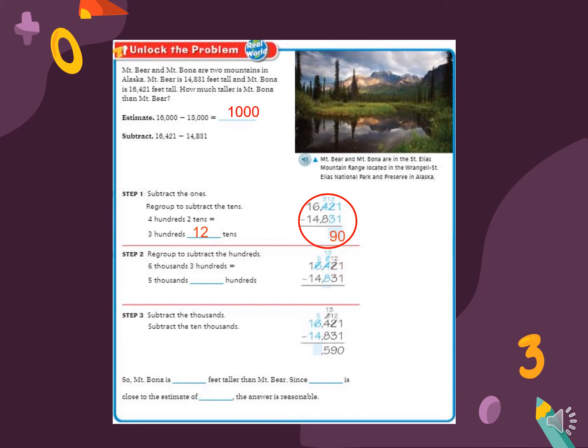So let's proceed to the next one. Step 2. Regroup to subtract the hundreds. Since we borrowed 1 from 4, the 4 will become 3. Then 3 minus 8 cannot be done. We need to borrow 1 from 6. So 6 will become 5, so that the number 3 will become 13. The 6,300 reads as 5,000 and 1,300. So 13 minus 8 equals 5. So we have 590. We go to the next.